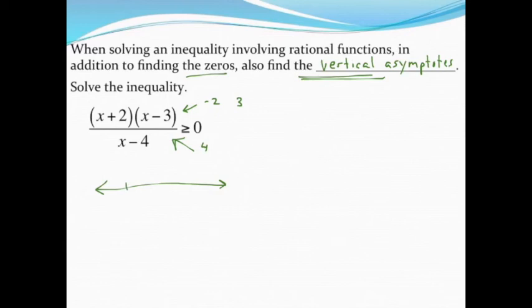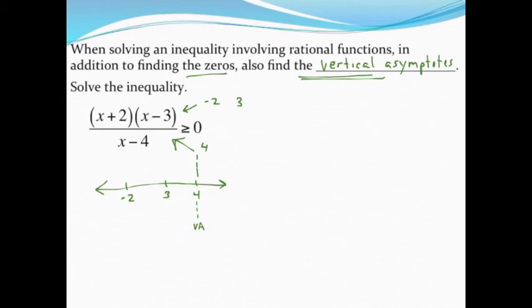So I'll have a point at -2. That's where my graph may change directions. I'll have a point at 3. And then I'll have a point at 4. And what I'll probably do for 4 is I'm going to actually make a whole big dashed line right down my number line, and label that as my vertical asymptote.